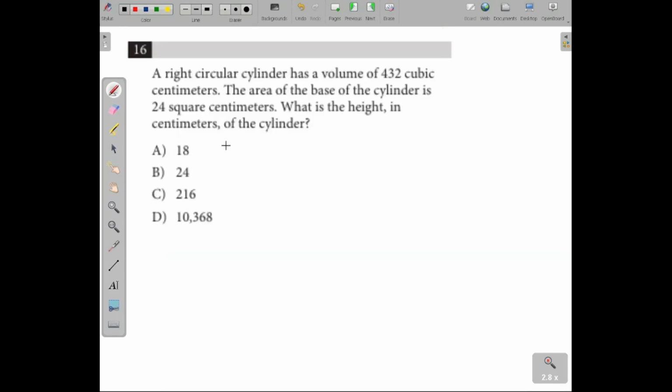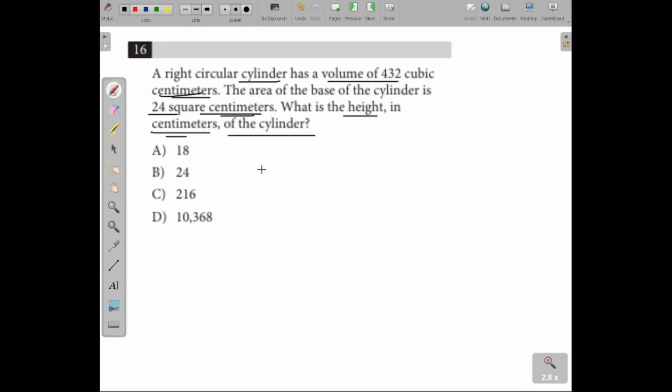Number 16. A right circular cylinder has a volume of 432 cubic centimeters. The area of the base of the cylinder is 24 square centimeters. What is the height in centimeters of the cylinder? So first, we have the same units. That's important to know. So we can just use the formulas. We don't have to do any conversions. And we need to find the height.